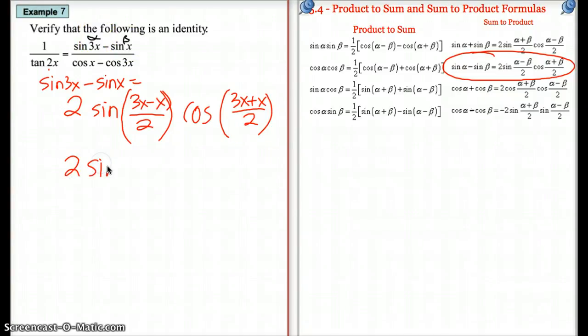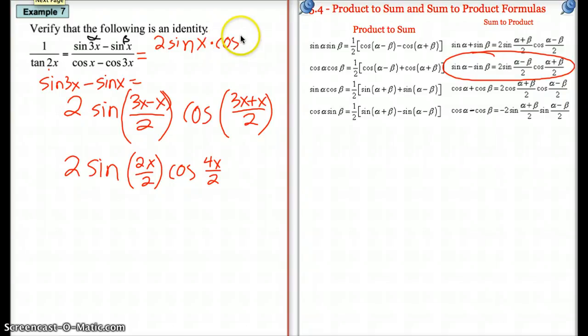2 sine of 2x over 2 cosine 4x over 2, which we'll rewrite as 2 sine of x times cosine of 2x. Okay, so that's the numerator.